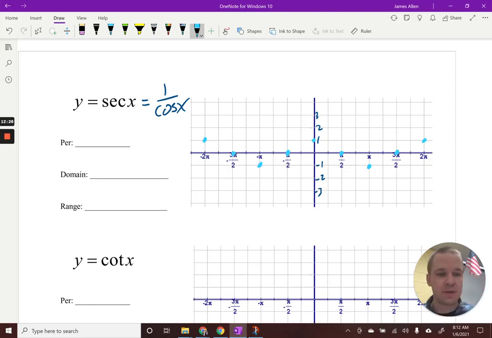And now, wherever it equals 0, that's where my asymptotes go, right? Because I can't do the reciprocal of that. It'd be 1 over 0. That's undefined. All right, so we have our asymptotes in place there.